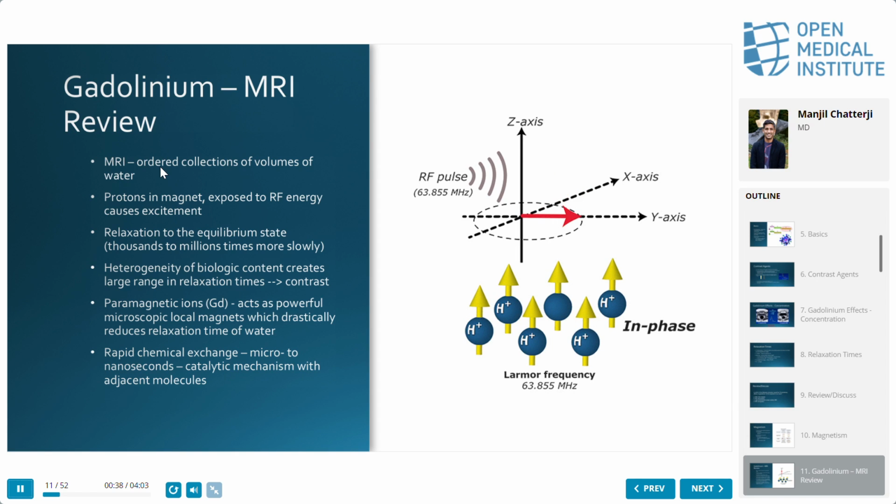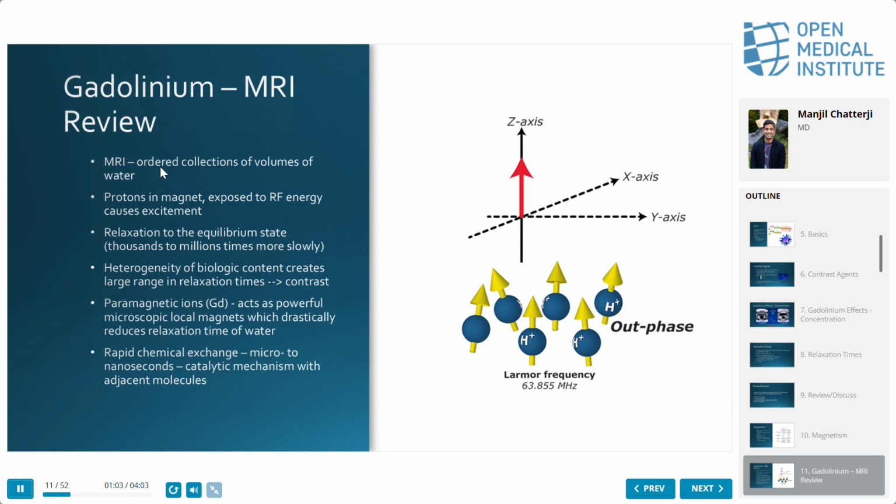Then we apply an RF pulse. The patient's on the table, all the protons are aligned in a certain direction, and you can't measure anything at that point. Apply an RF pulse and what happens? An RF pulse is not magnetic, remember. RF is radio frequency. It has nothing to do with magnets, but it bops all of the protons into the transverse axis right here.